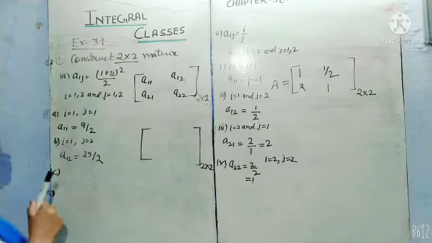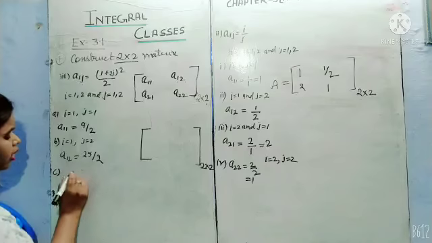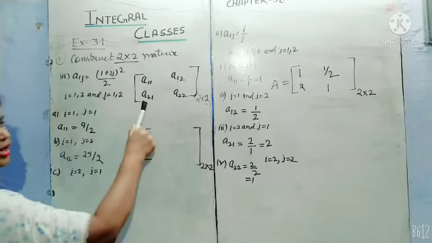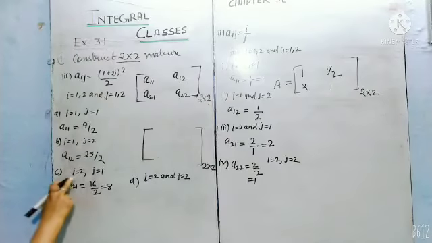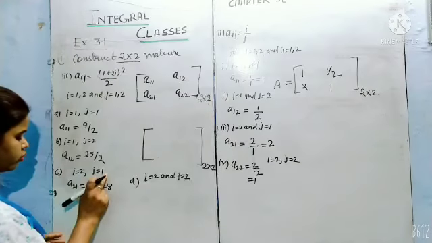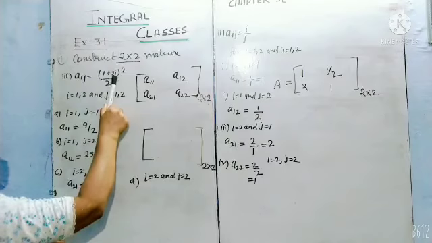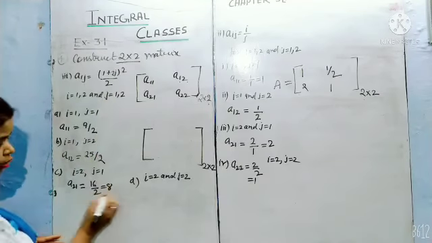Now see, A21: i equal to 2 and j equal to 1. It means second row and first column. Then 2 plus 2 is 4, 4 square, 16 by 2, 8.